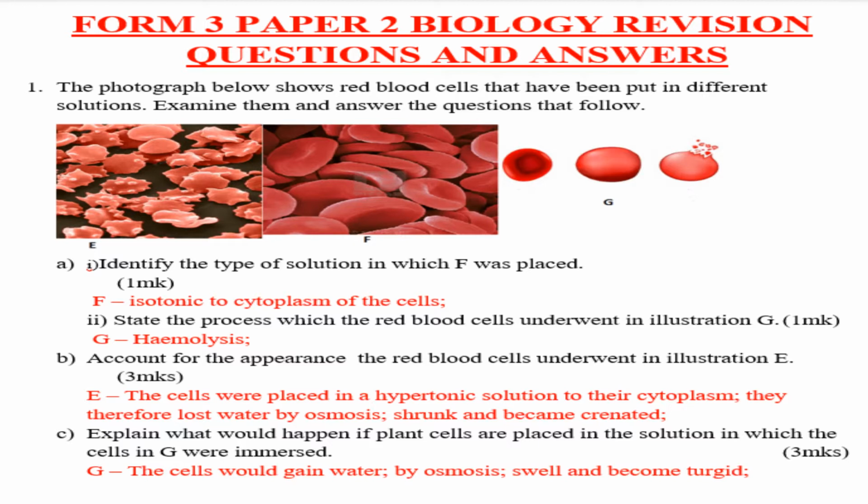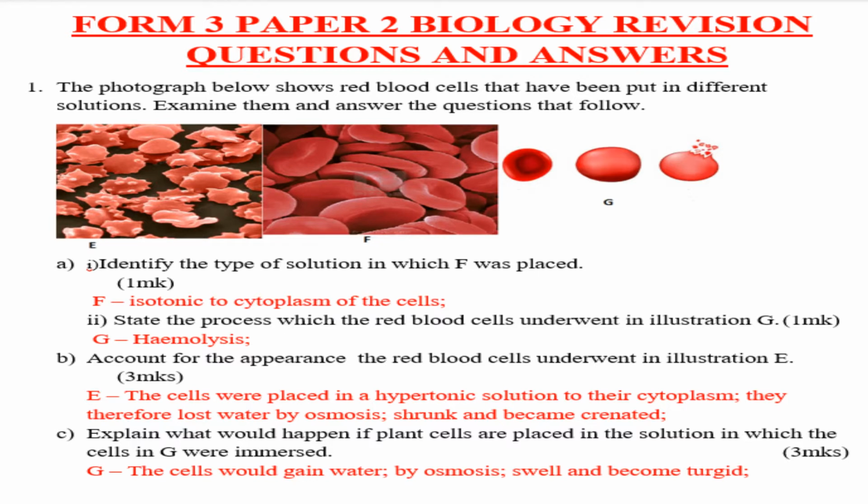Let's move to the first question. You are told the photograph below shows red blood cells that have been put in different solutions, and you are told to examine them and answer the questions that follow. So you can see how they look. Photograph E, you can see F, and you can see G. Watch them keenly, and then you will be able to answer the questions that follow.